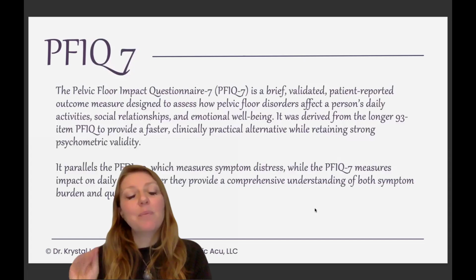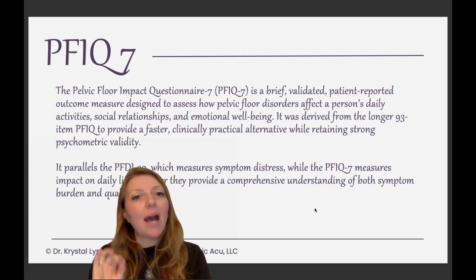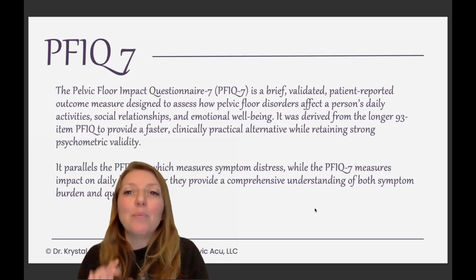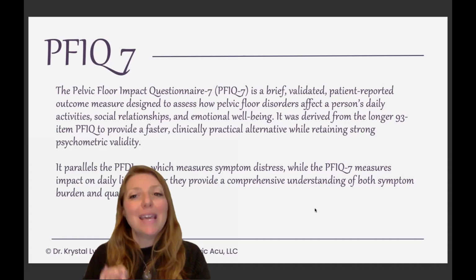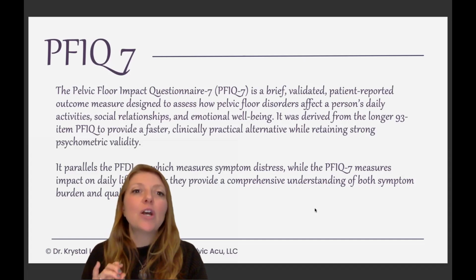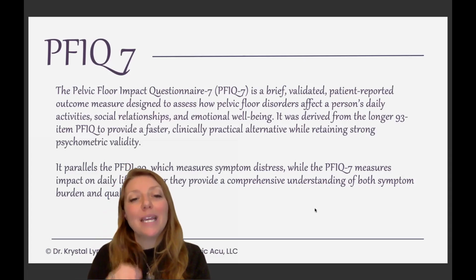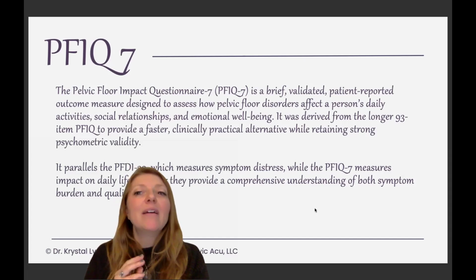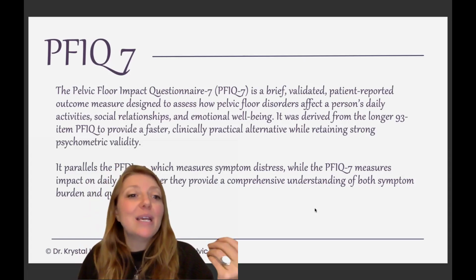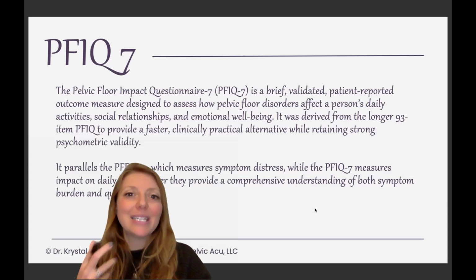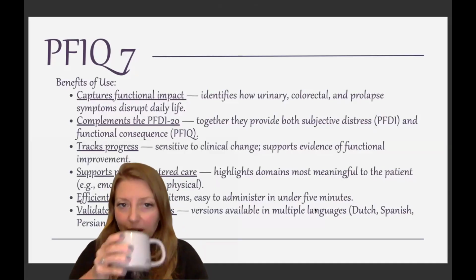So I mentioned that the PFDI 20 is all about symptomology. The PFIQ 7 is a brief, validated, patient-reported outcome measure designed to assess how pelvic floor disorders impact a person's daily activities, social relationships, and emotional well-being. So therefore, it goes into quality of life a bit more than the PFDI 20 does. When these 2 tools are used together, we get to see both the symptomatic burden and the impact on quality of life. The PFIQ 7.